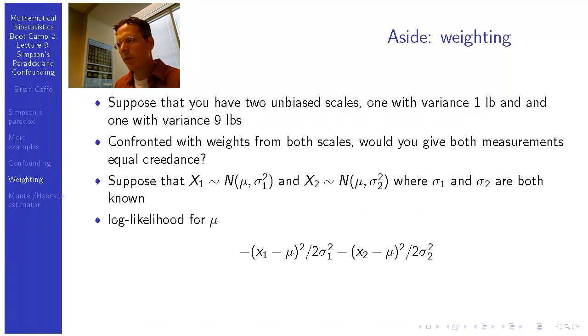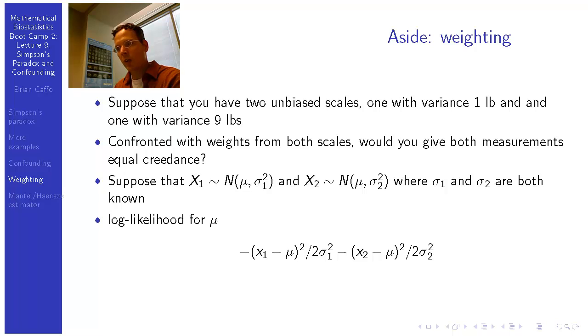Okay, so here I have an aside, but it's an important aside. Suppose you have two scales, and by scales, I mean things for weighing objects. Let's assume both scales are so-called unbiased. They both have some variance associated with them. If you weigh the same thing over and over again, you get different answers. But one has a variance of 1 pound, and the other has a variance of 9 pounds. They're both unbiased.